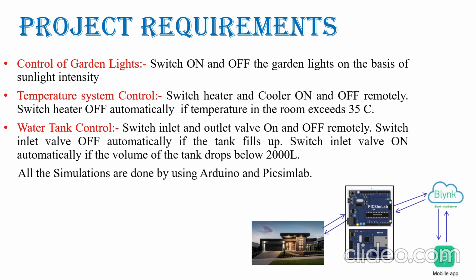After that, we have our project requirements. Basically, we have three project requirements. First, control of garden lights. Second, temperature system control. Third, water tank control.